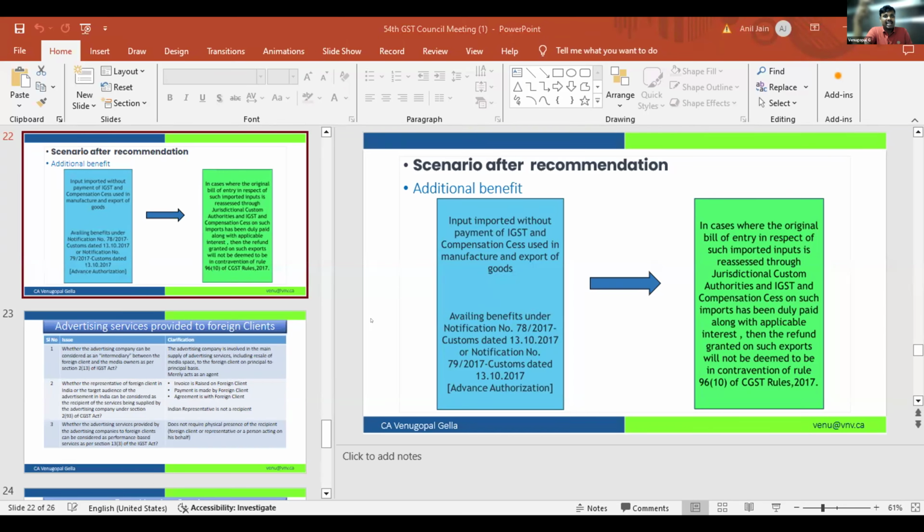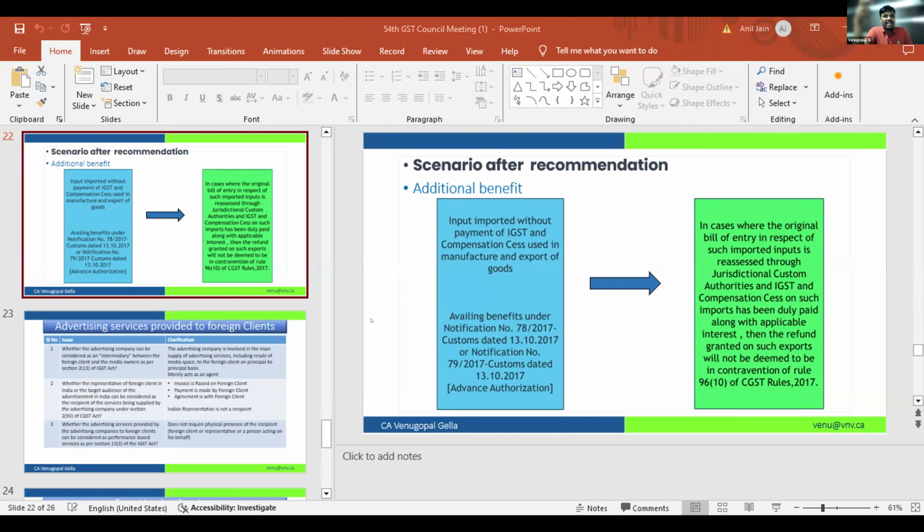Now two more clarifications have come. One is in relation to advertisement service and one is relating to data hosting service. First, dealing with advertisement service. This clarification basically relates to where a foreign client, a person located outside India, has engaged an advertisement agency in India. So this clarification is specifically for those transactions.